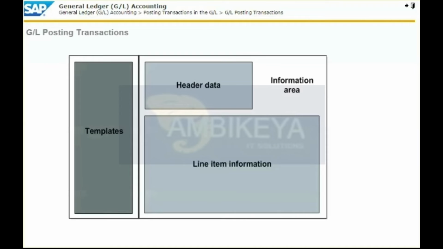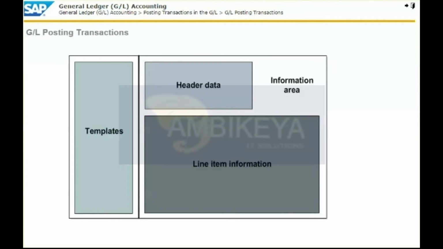To return to the original line layout of the GL document entry table, right-click the screen and choose Reset Screen Variant. Header data. Header data applies to the whole document, such as posting date and document type. Some of the header data can be in display format only or hidden from the user via editing options. Line item information. Here, the line items of the document are entered. Information area. Here, the debit and credit balances are displayed by using a traffic light icon.